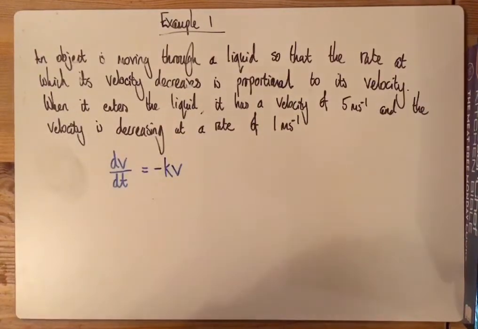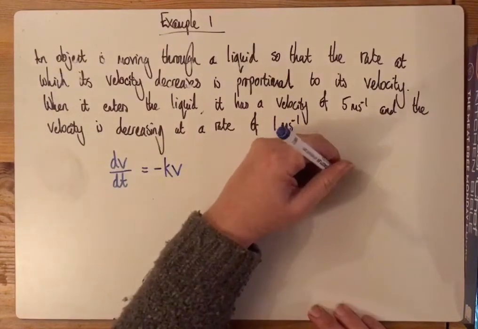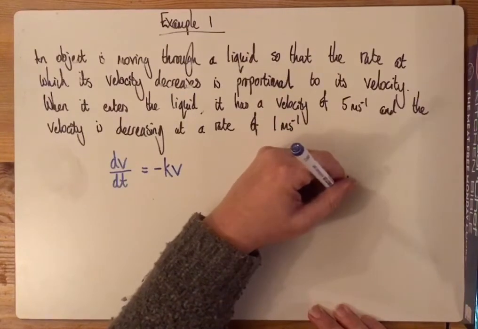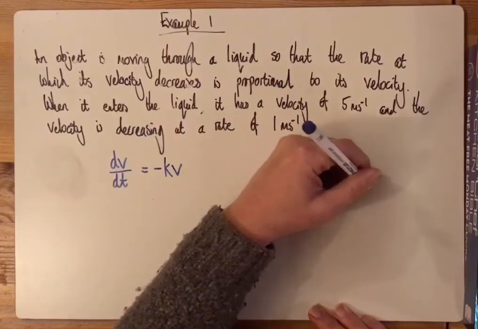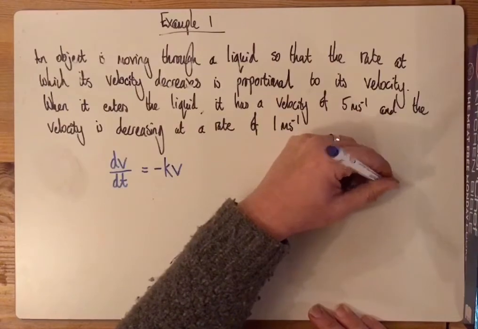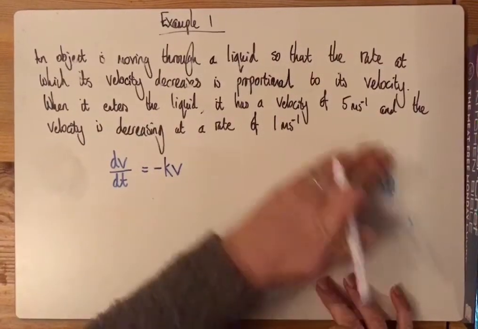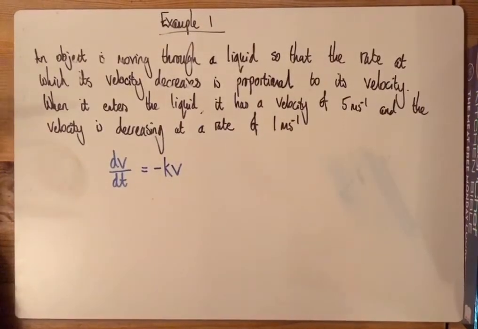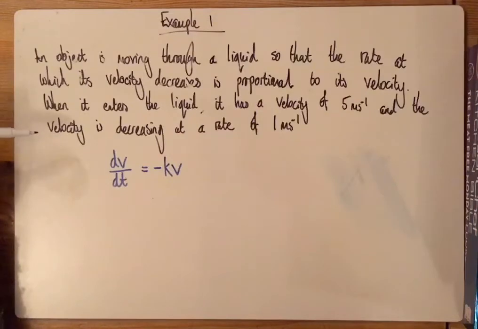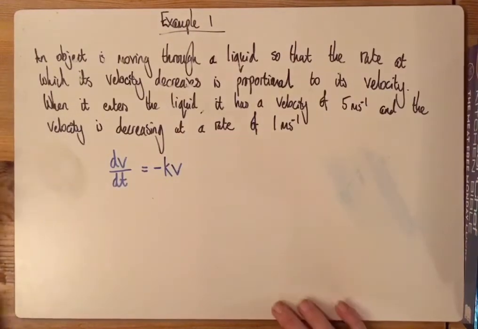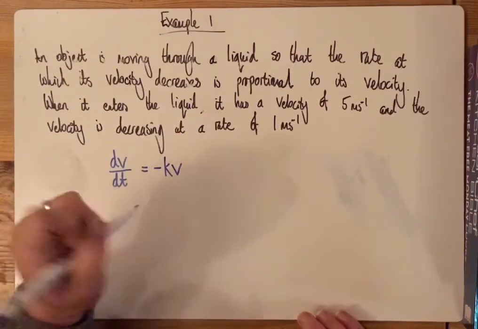If it was inversely proportional to the velocity, just trying to remind you, then it would be minus k over v instead. When it enters the liquid, it has a velocity of 5 meters per second and the velocity is decreasing at a rate of 1. So we can now use that information to find k.